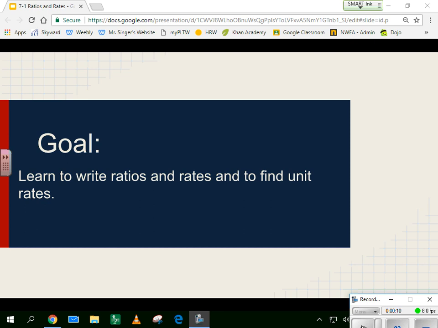So today's goal is to learn to write ratios, rates, and find out what unit rates are. Make sure you have this goal written down along with today's date and page number.